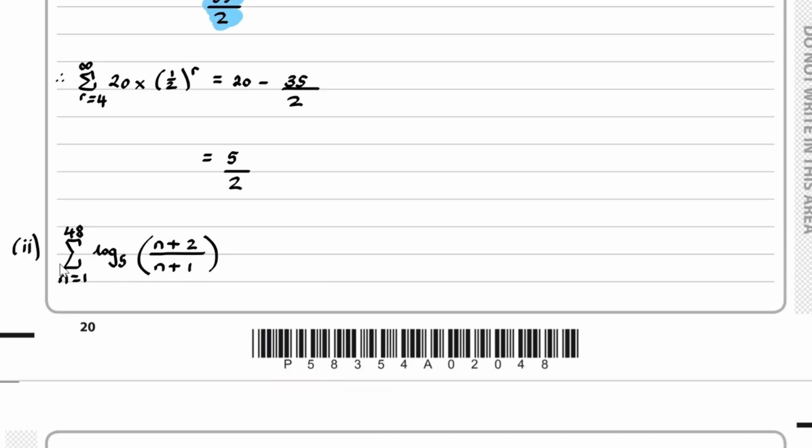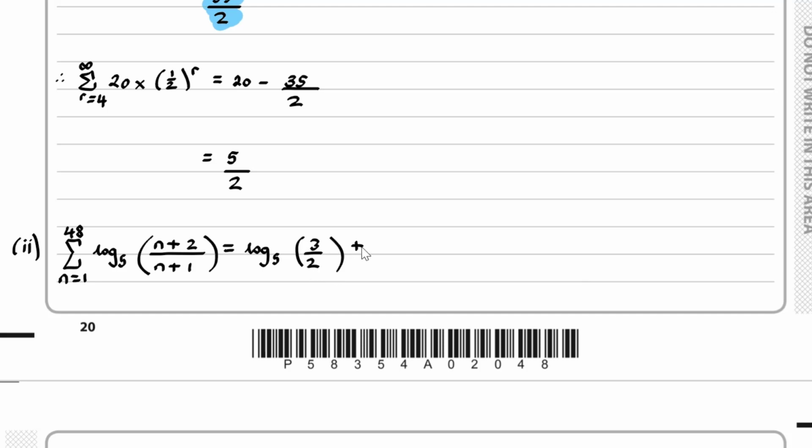So this summation, well, when n is equal to 1, we have log base 5 of 1 plus 2, which is 3, and then 1 plus 1, that's 2. So we have log base 5 of 3/2.